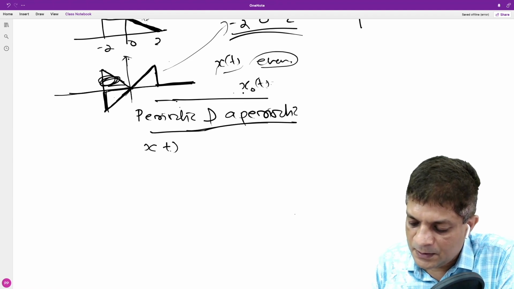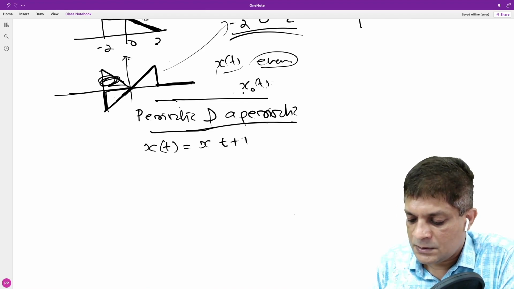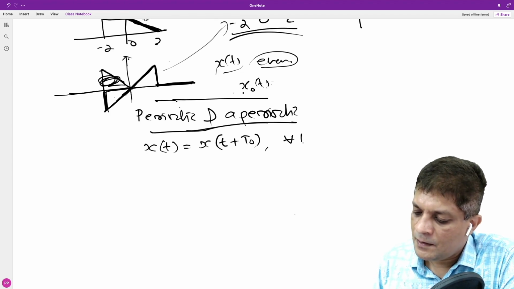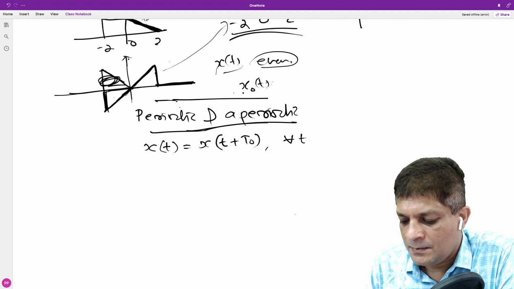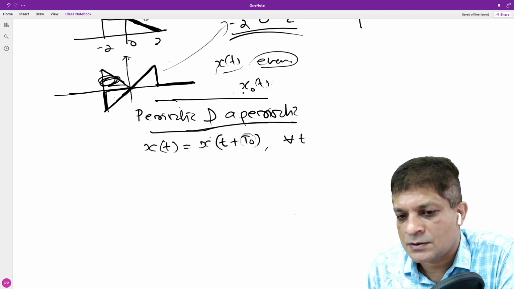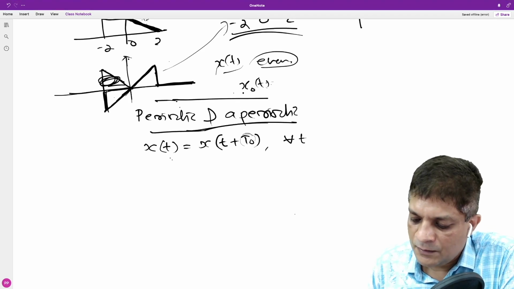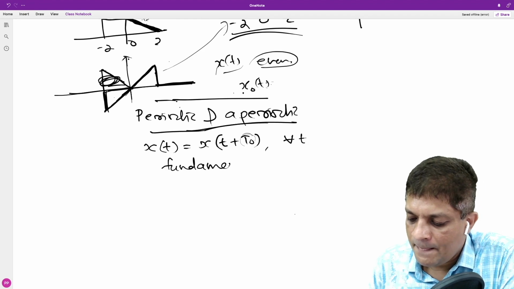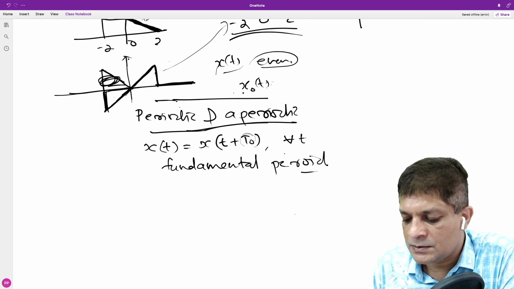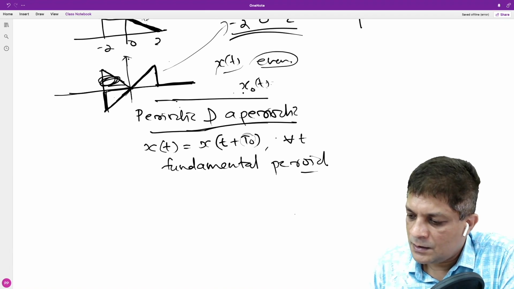So for a continuous time signal, we can write a periodic signal as x(t + T0) = x(t), for all the values of t. That means that the pattern repeats after every T0 seconds. The minimum value of T0 for which this condition is satisfied is called the fundamental period of the signal.